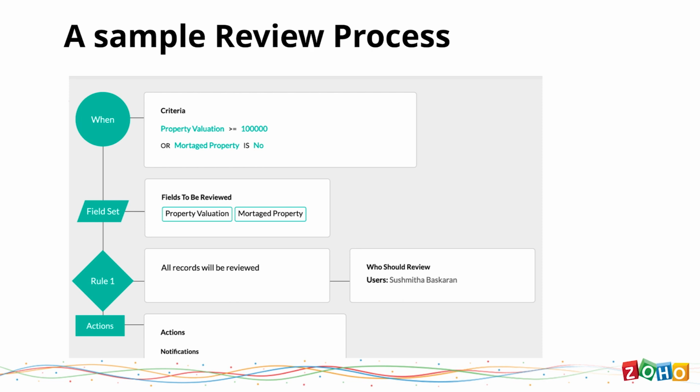Customize the review process according to your business needs. You can choose to review every record that enters your system or only those records that meet the specified criteria. Here I've used a criteria. Reviewing all fields is cumbersome. Select only those fields that impact your business process for review. Here I've chosen if the property valuation is above 100,000 euros and if the property mortgage is marked as no.